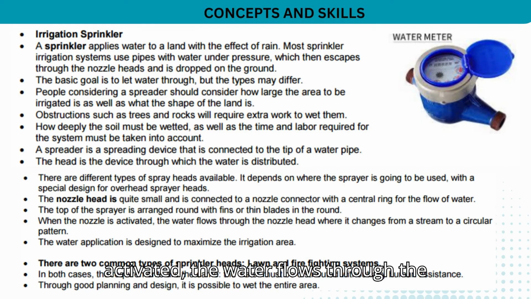When the nozzle is activated, the water flows through the nozzle head where it changes from a stream to a circular pattern. The water application is designed to maximize the irrigation area. There are two common types of sprinkler heads, lawn and firefighting systems. In both cases, the requirements are the same: the water must be distributed without any human assistance. Through good planning and design, it is possible to wet the entire area.